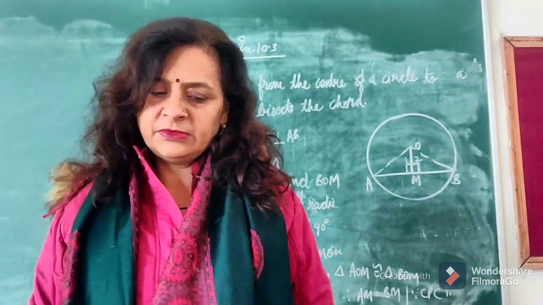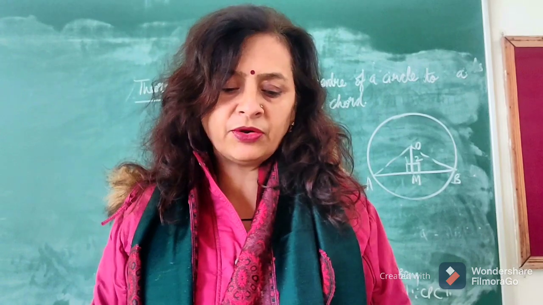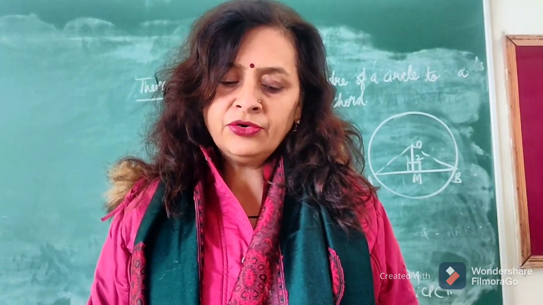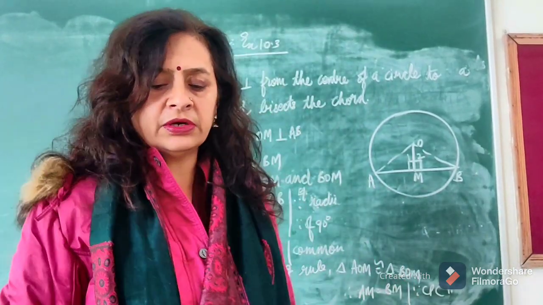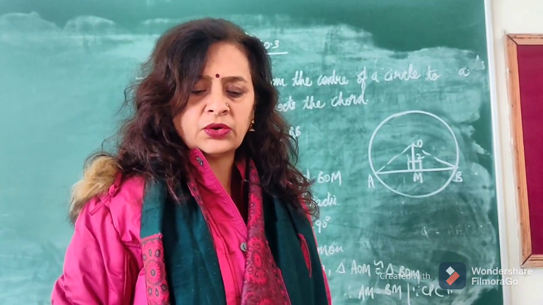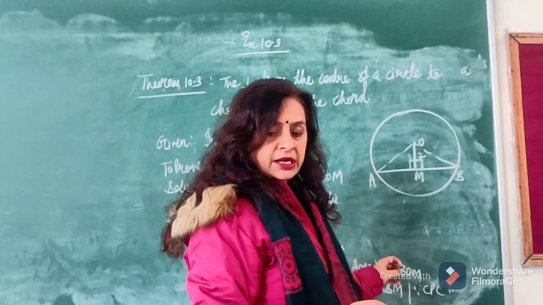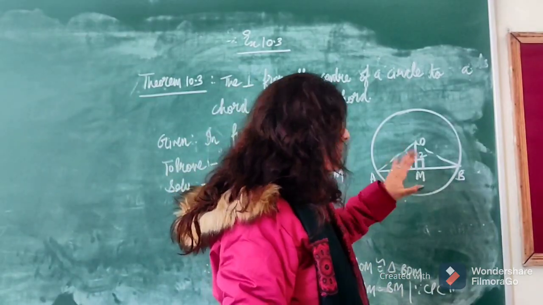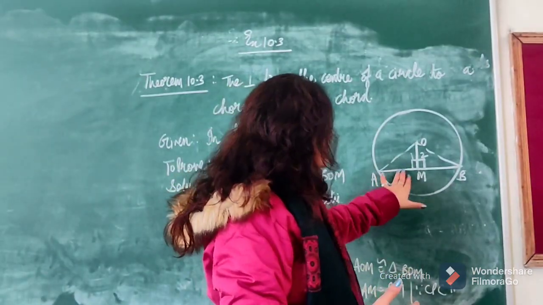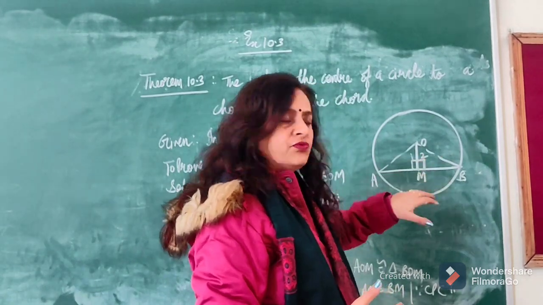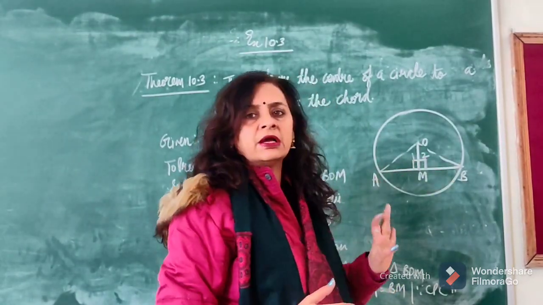The converse of this theorem is given to you, theorem 10.4. What does it say? The line drawn through the center of a circle to bisect the chord is perpendicular to the chord. The line drawn through the center of a circle to bisect the chord. Now it is given the other way around. AM is equal to BM is given to you, so you have to prove that angle 1 will be equal to angle 2.